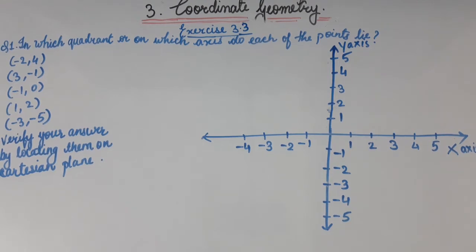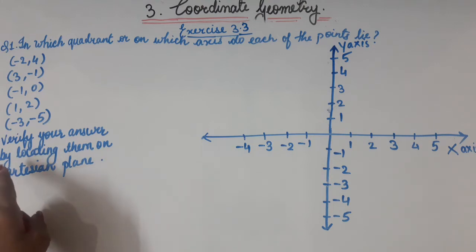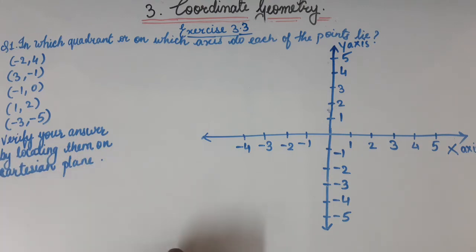So the first question of exercise 3.3 is, in which quadrant or on which axis do each of the points lie? These are the points given, and it is asked where they lie, in which quadrant, or if they are on any axis. Then it is said, verify your answer by locating them on the Cartesian plane. We have seen that without actually locating, we can identify in which quadrant they lie, right?